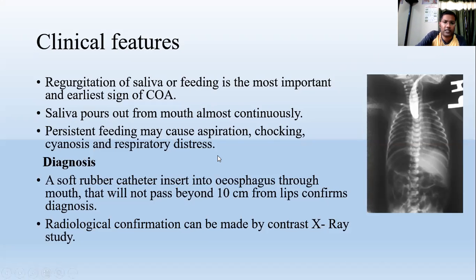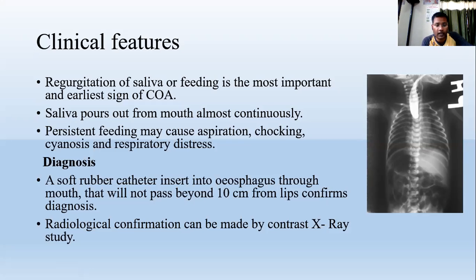Persistent feeding may cause aspiration. If any baby has atresia and the mother is continuously feeding, the esophagus is closed, so it fills. After that filling, the esophageal contents go into the trachea, that is aspiration, and that may cause choking, cyanosis, and respiratory distress. So it is very dangerous, and it is very important to diagnose early. If you diagnose the case early, then you can save the life of the baby, and immediate surgery is required in that case.